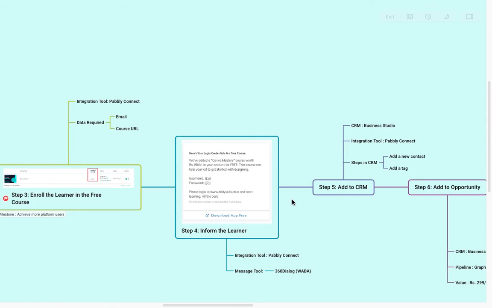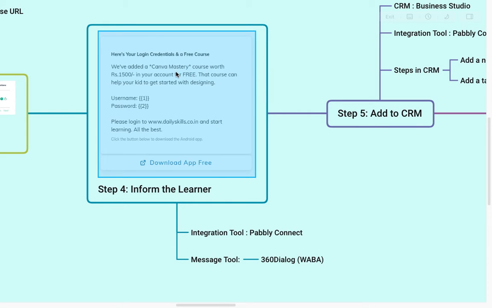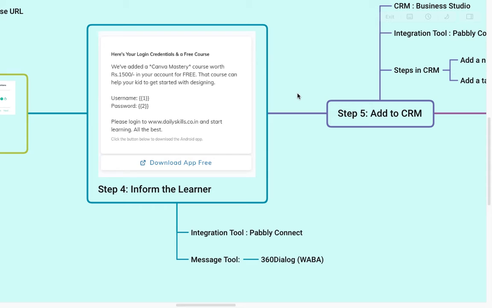right? And after that, what we do is that we inform the learner, the customer, that you have been given access to the Canva Mastery course, which is worth 1,500 rupees, and we will send the username and password in their WhatsApp Messenger. So how do we do that? We use the 360 Dialog WhatsApp Business API for that, and we connect it with Pabbly Connect.